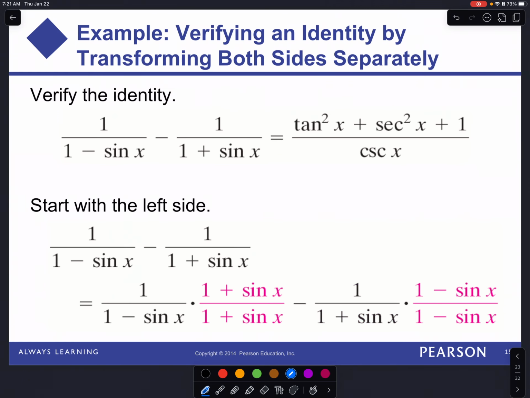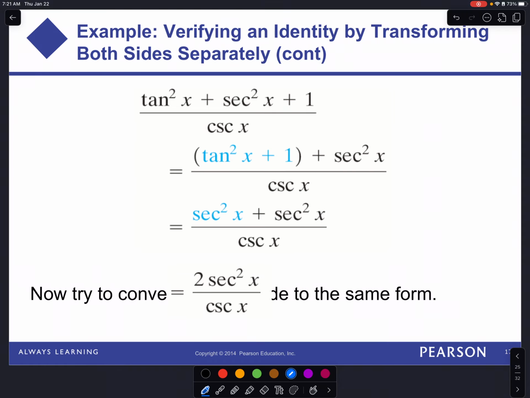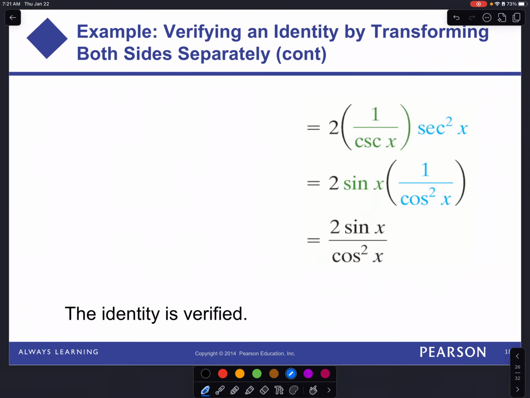Let's see what they did. So start with the left-hand side, okay, same thing that we got. Okay, so they got it down to 2 sine of x over cosine squared of x. Now try to convert the right-hand side to the same form, which is exactly what we did, all right? Tan squared plus 1 is secant squared, 2 secant squared x over cosecant, right there, right? It gives us 2 sine of x over cosine squared. So then the identity is verified, right?